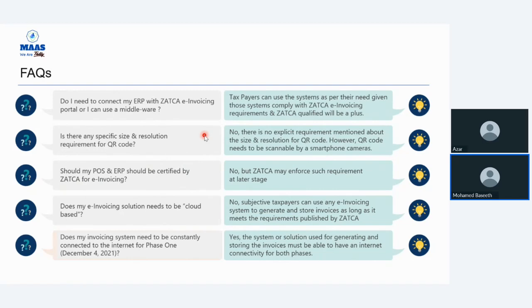Does my invoicing system need to be constantly connected to the internet for phase 1? Yes, from time to time you have to have your system connected. In cases where there is an internet connectivity issue, there should at least be a connection to the Zatka portal on an on-and-off basis. There should be access to it. In terms of phase 2, it is compulsorily required. In terms of phase 1, at least on and off, you have to have that connection to receive any kind of updates from Zatka or from us at Tally.